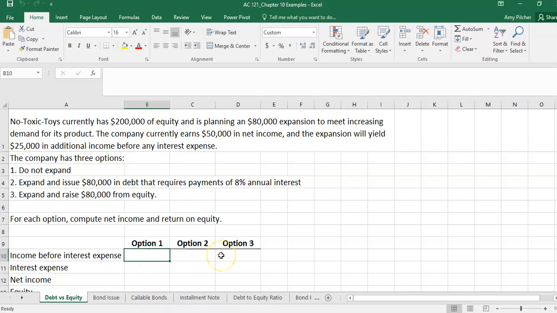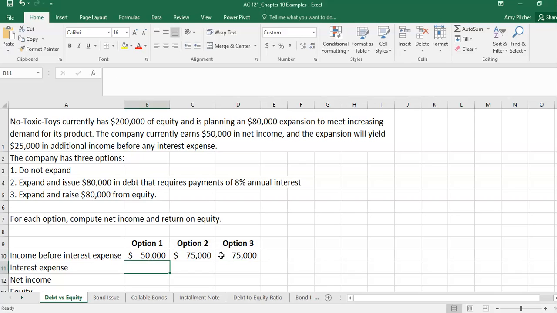So under option 1, that's do nothing. That's our current example. So we're currently earning $50,000 in income. If we expand under options 2 and 3, we know that we're going to get $25,000 in additional income. So our income will increase to $75,000.